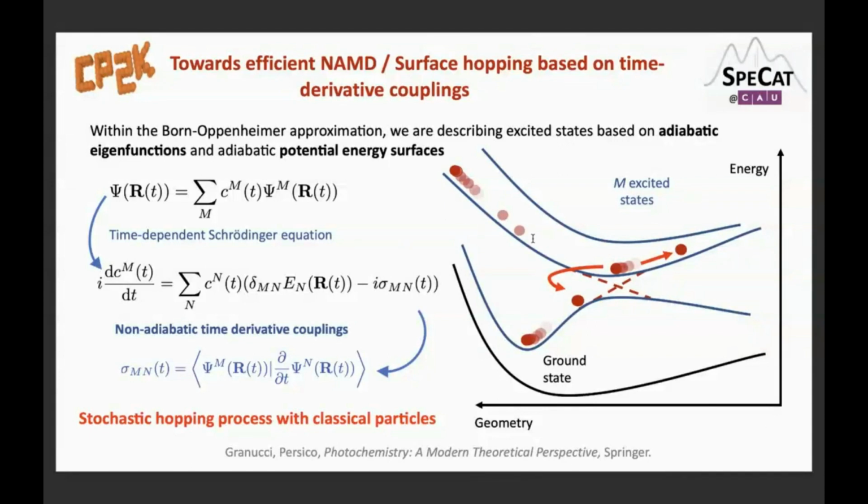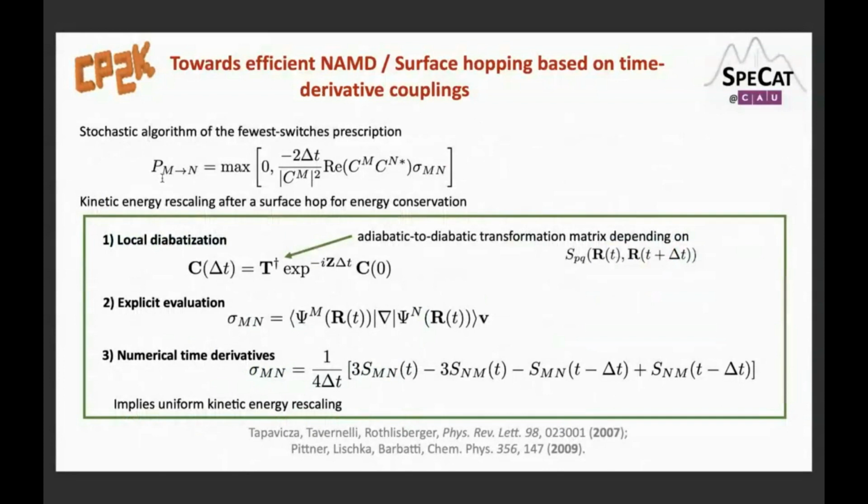When propagating the nuclei classically and hopping between the surfaces, you're standardly referring to algorithms called trajectory-based surface hopping. They rely on a stochastic hop from one surface to the other, which is computed based on those couplings. And there are different formulations. I won't go into detail on how to compute those couplings.